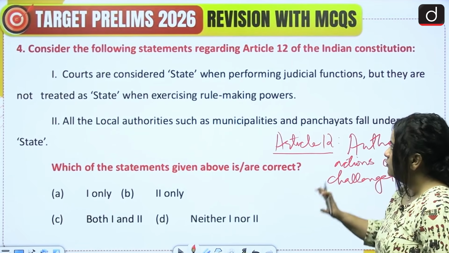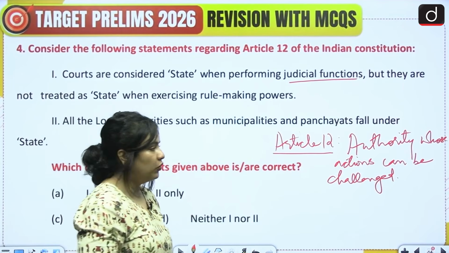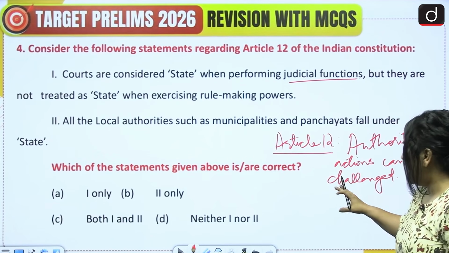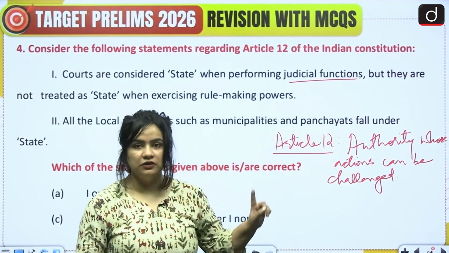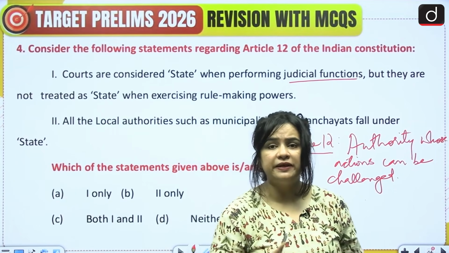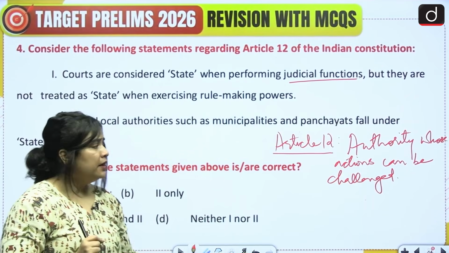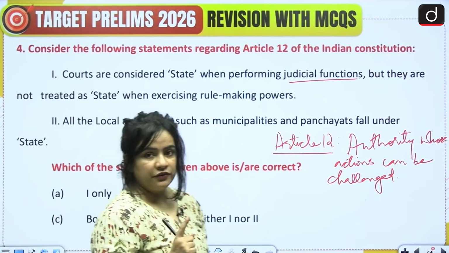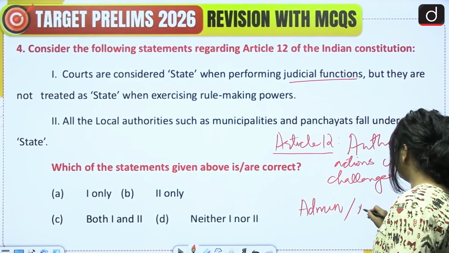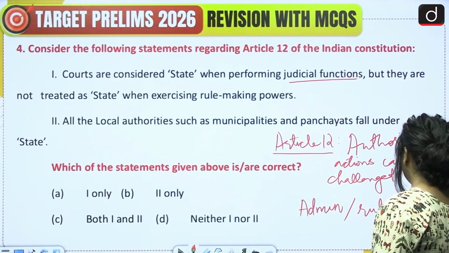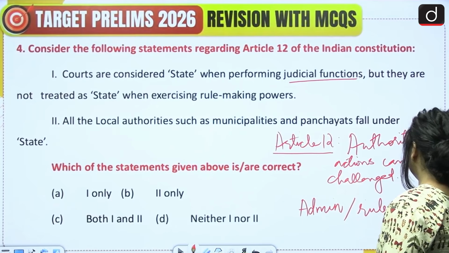Now think about it. While performing judicial functions, the court becomes the interpreter, or the adjudicator. So, can somebody challenge the judiciary itself for the violation of fundamental rights? No. Therefore, courts cannot be considered state when they are performing purely judicial functions. However, if they are performing administrative or rule-making functions, for example, deciding the procedure of courts or other rules of conduct, then they are considered as state.